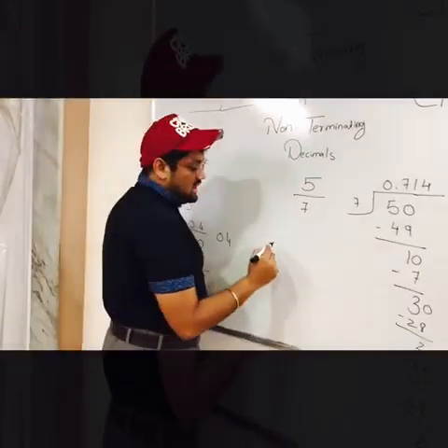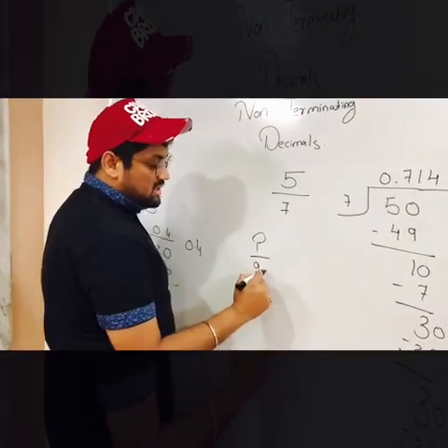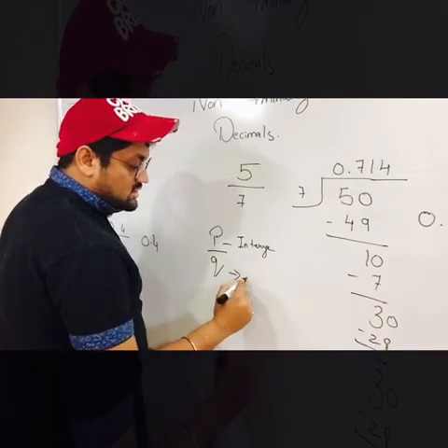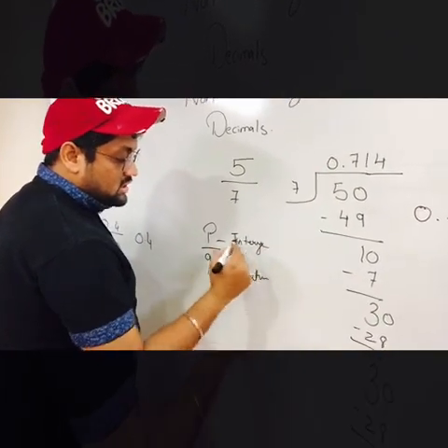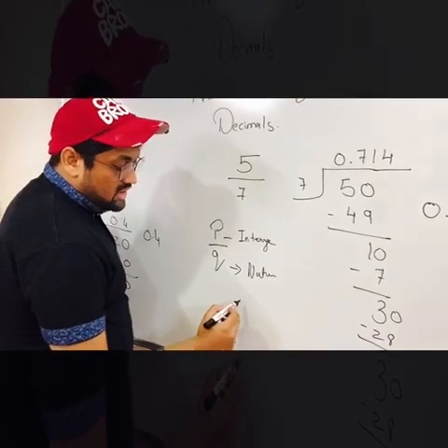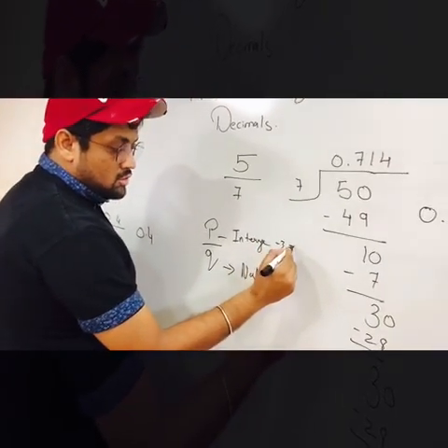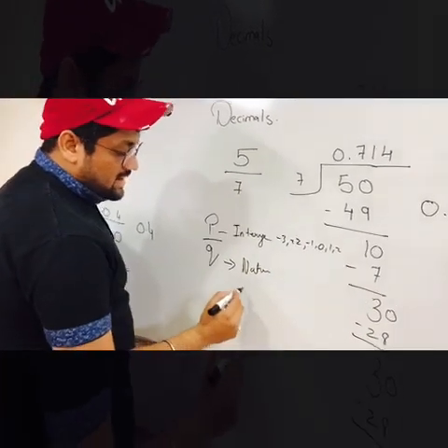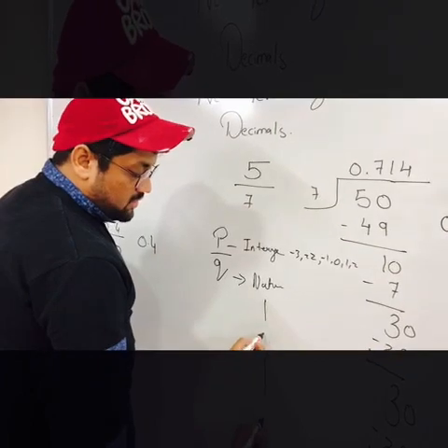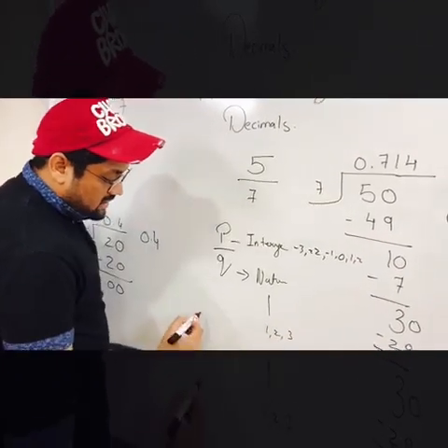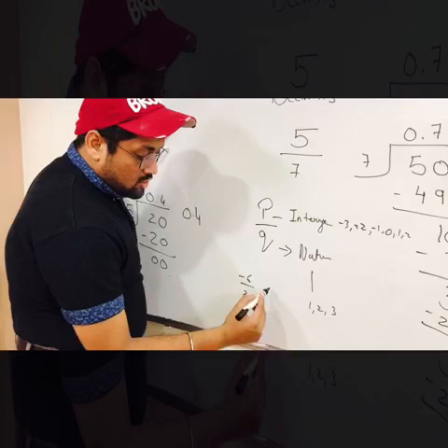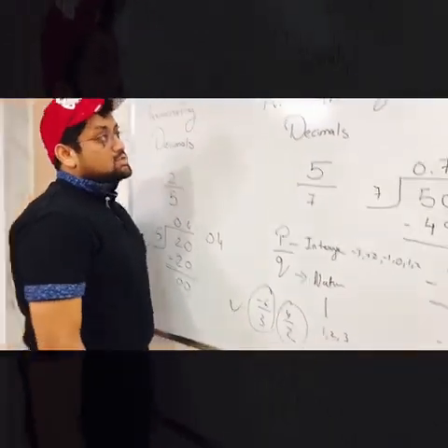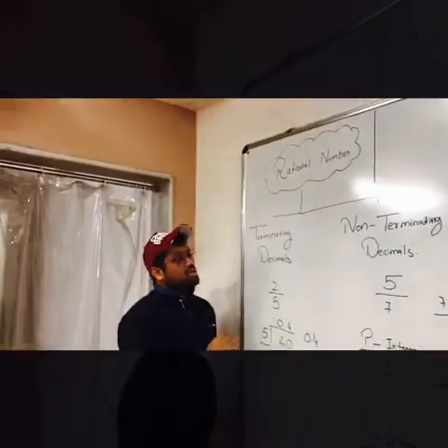Okay, the first type we have seen is P upon Q. P stands for integer and Q stands for natural number. Integer means negative numbers will also come, positive numbers will also come, and 0 will also come. And natural numbers start from 1, 2, 3. That means -6 upon 3, 4 upon 2, these all are rational numbers. So in this way we will identify rational numbers.